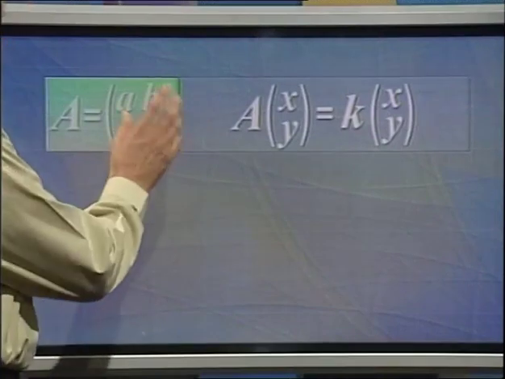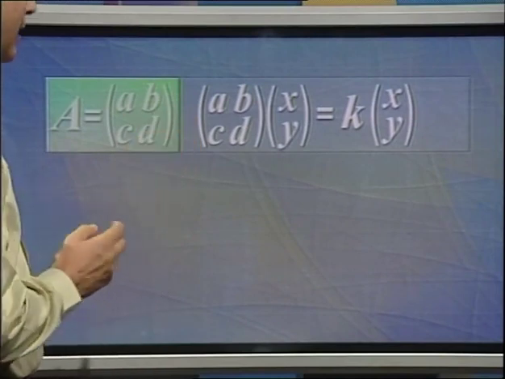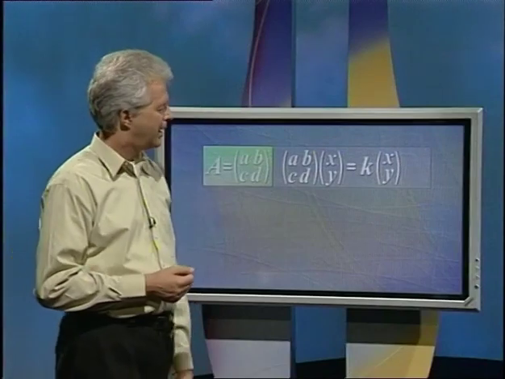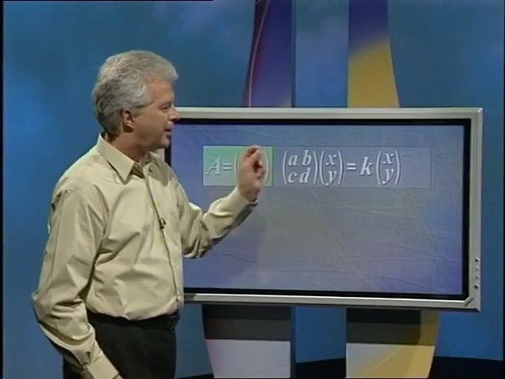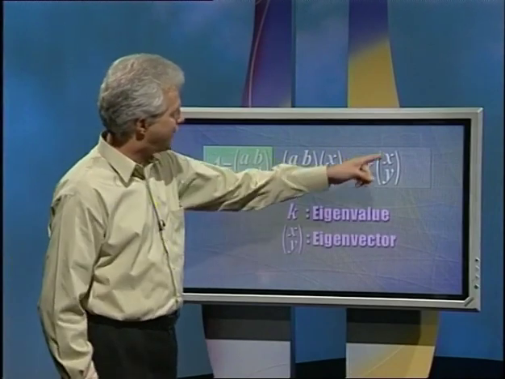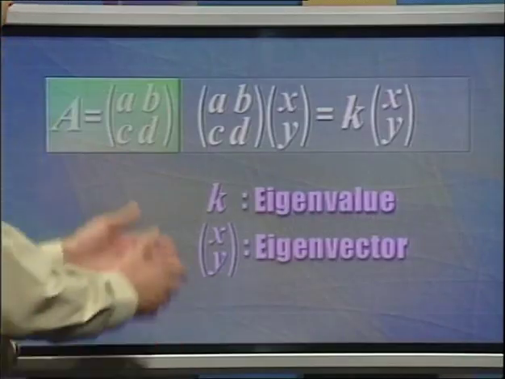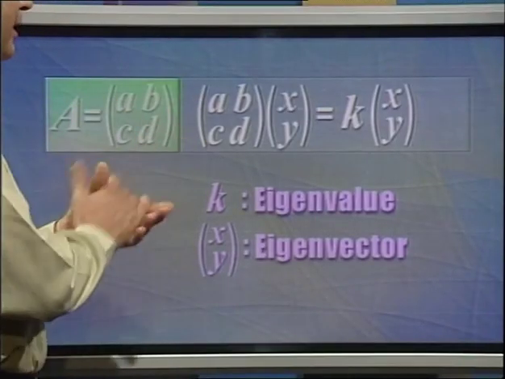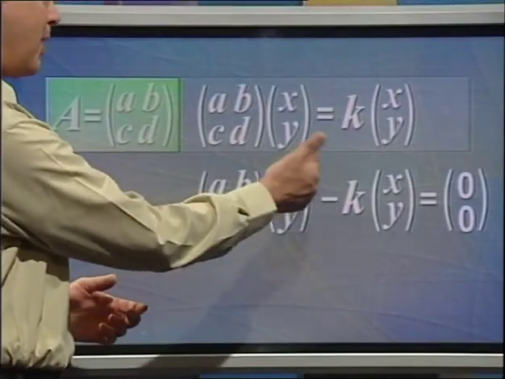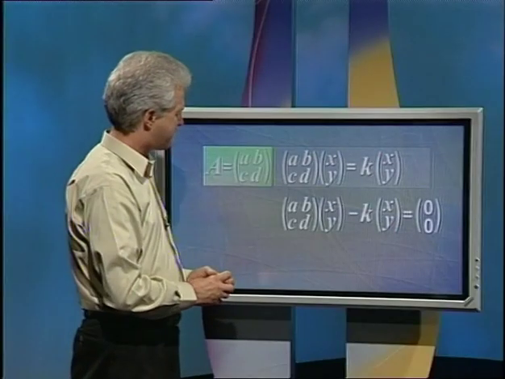So we really want the matrix (a, b; c, d) times (x, y) to equal k times (x, y), where k is that scalar multiple, a real number. The k is called the eigenvalue, the scaling factor in our special direction, and the direction vector (x, y), if it exists, is called the eigenvector. Now, I'm going to rearrange this matrix equation so that everything is on the left-hand side. So the k(x, y) becomes minus k(x, y) equal to (0, 0), the zero vector.